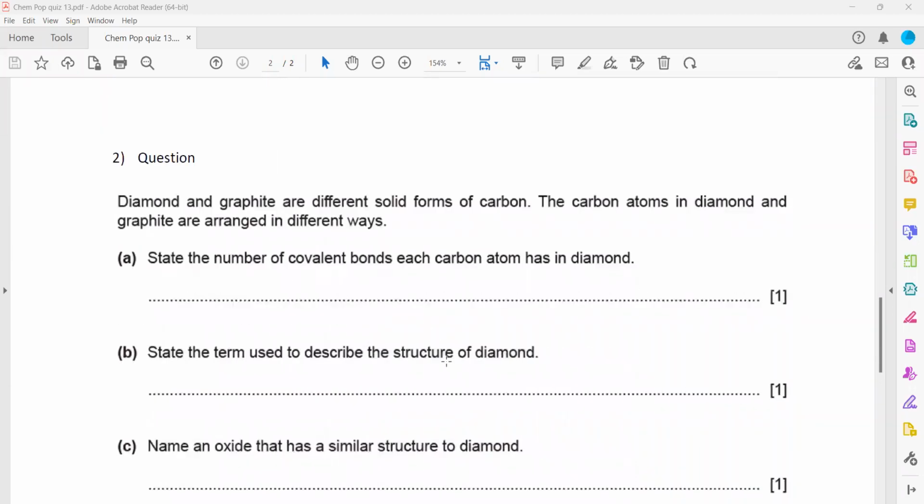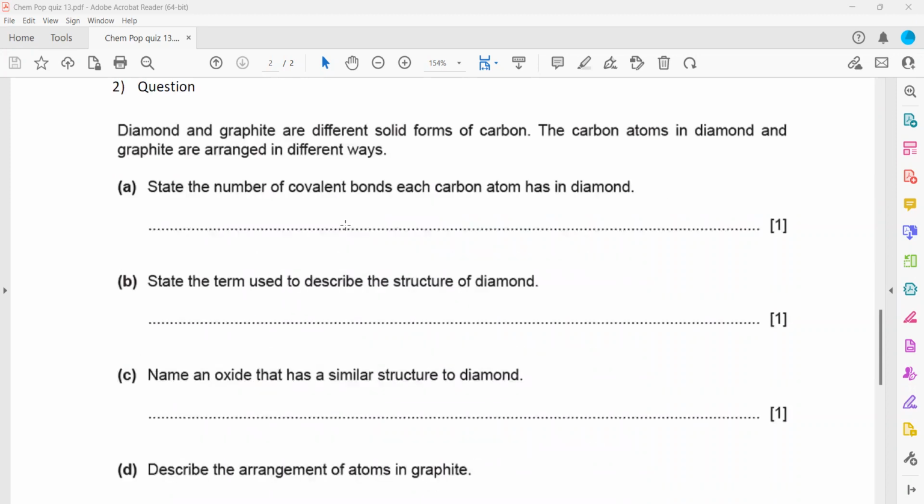In question 2, diamond and graphite are different solid forms of carbon. Carbon atoms in diamond and graphite are arranged in different ways. State the number of covalent bonds each carbon has in diamond. So what is the main difference? In diamond, each carbon forms 4 covalent bonds, but in graphite, each carbon forms 3 covalent bonds. Because they are asking for the number of bonds in diamond, that is equal to 4.